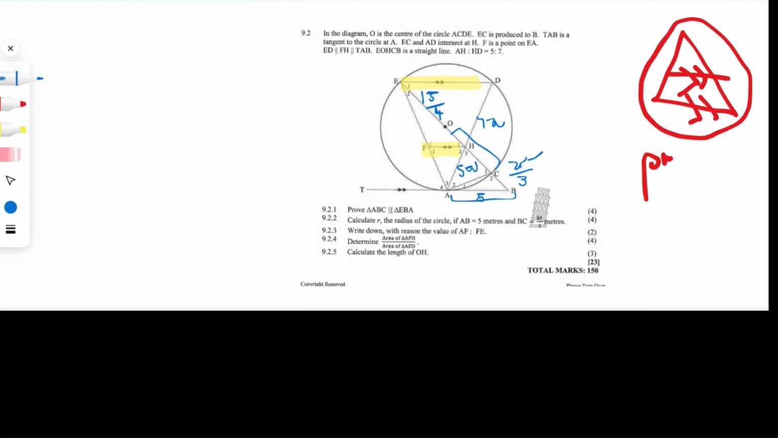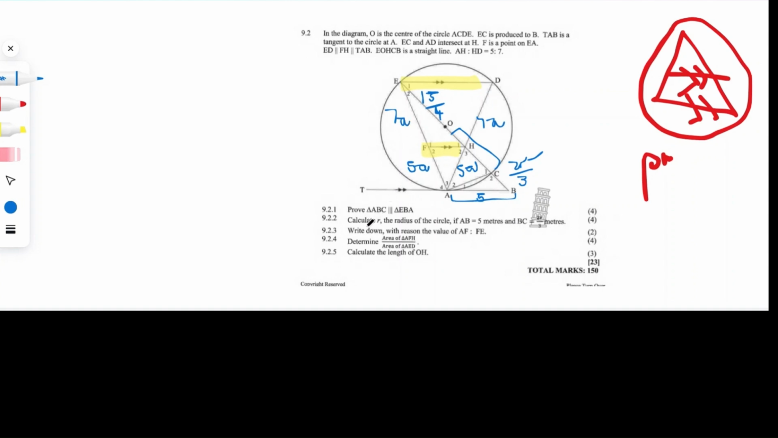So now we know that AF was 5. We're just going to label it as 5A as well, because this is not its actual value, guys. This is its ratio, 5A. And then we also found out that FE is 7A as well. Okay, just want to go back and annotate that.